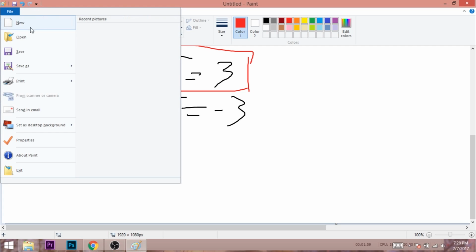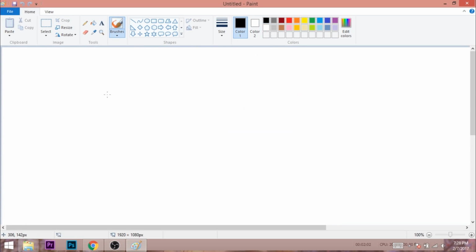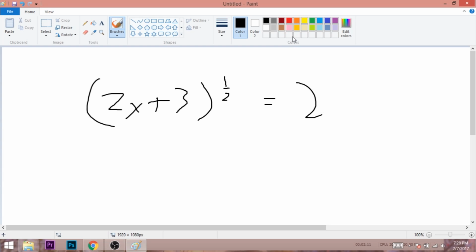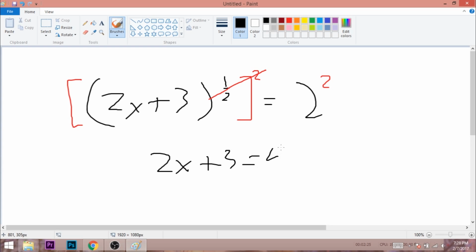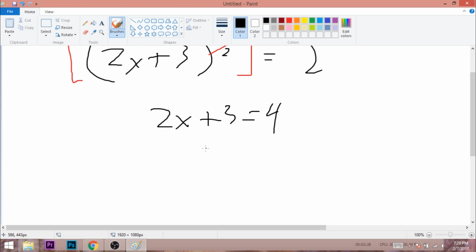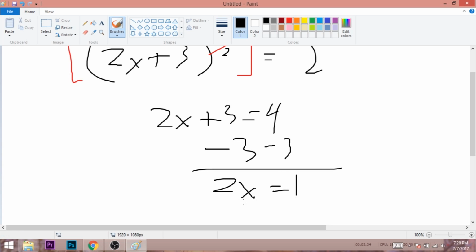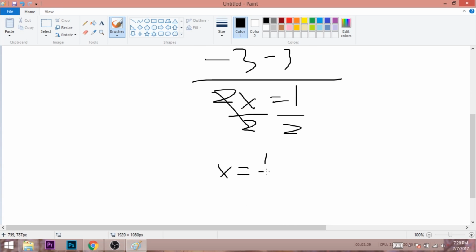Alright, now I'm going to move on to the next equation. So let's say we have 2x plus 3 to the 1/2 power is equal to 2. So in the same case, we're going to square both sides. This is going to cancel out right here. You're going to be left with 2x plus 3 is equal to 4. Right. From here, you subtract 3 from both sides, and you get 2x is equal to 1. Divide both sides by 2. Get x is equal to 1/2.